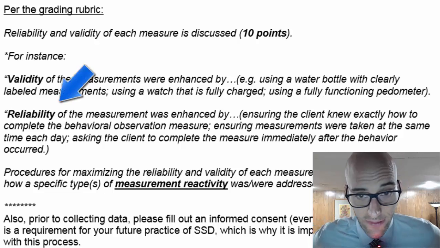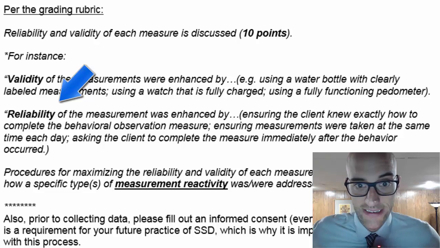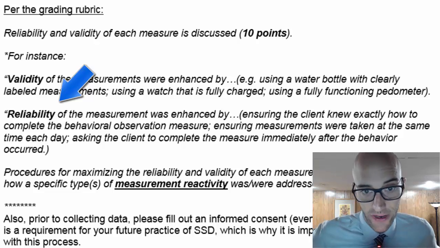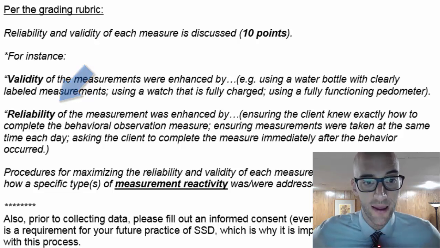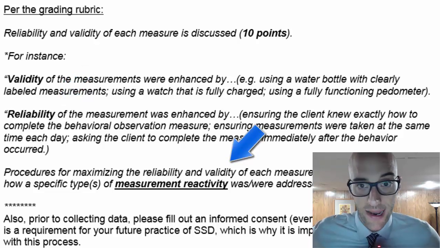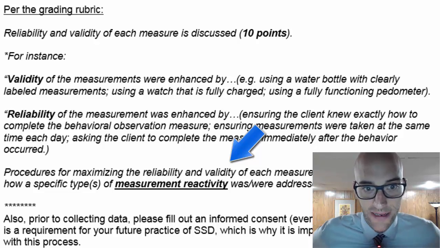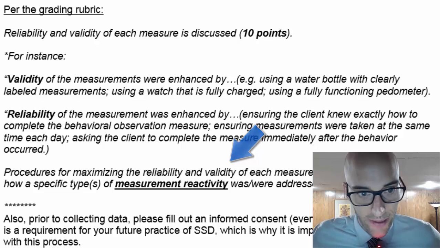Reliability is the consistency of the measure. Ensuring the client knows how to complete the behavioral observation measure could improve reliability, as could making sure that measurements are taken at the same time each day. And lastly, measurement reactivity is something that about half of students miss. So describe procedures for maximizing reliability, validity, and reducing measurement reactivity.